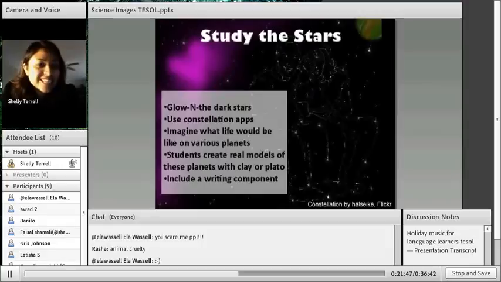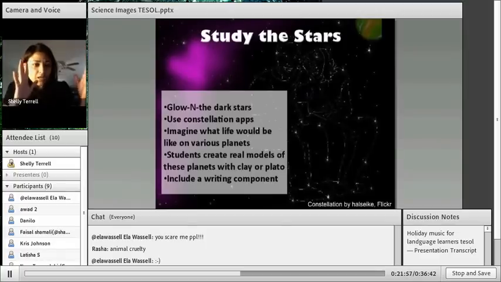The other one is study the stars. I really like this kind of experiment, and this is one that I use with my students. I actually have a planetarium. It's a mobile planetarium, and it comes in a box. You don't have to buy one, though.